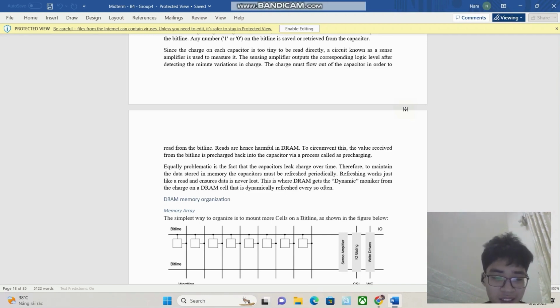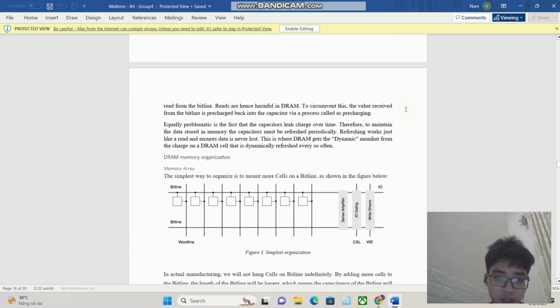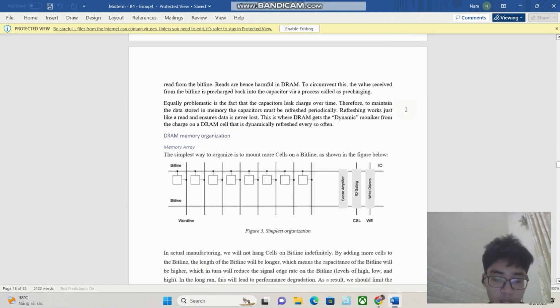Therefore, to maintain the data stored in memory, the capacitor must be refreshed periodically. Refreshing works just like a read and ensures data is never lost. This is where DRAM gets the dynamic moniker from: the charge on a DRAM cell is dynamically refreshed every so often. The next section is DRAM memory organization.